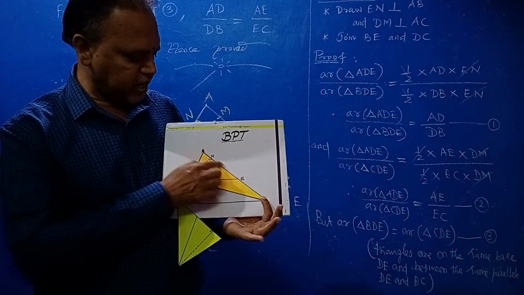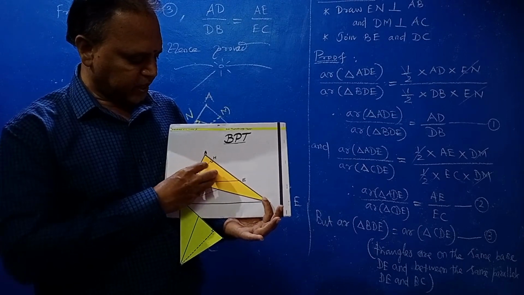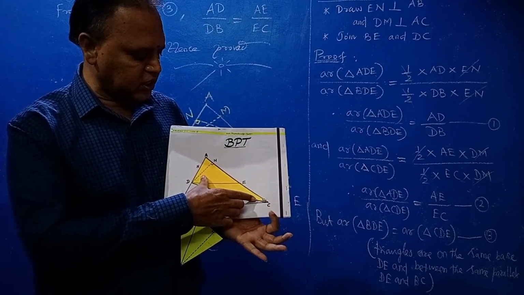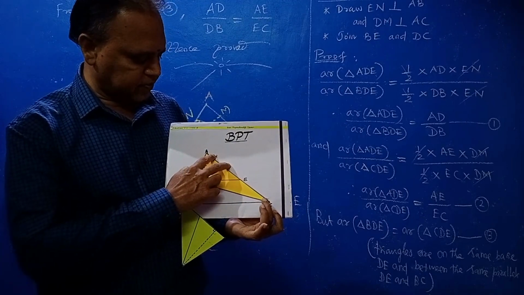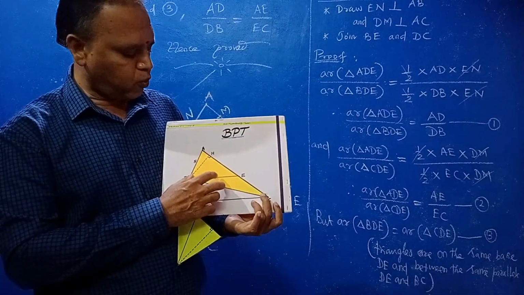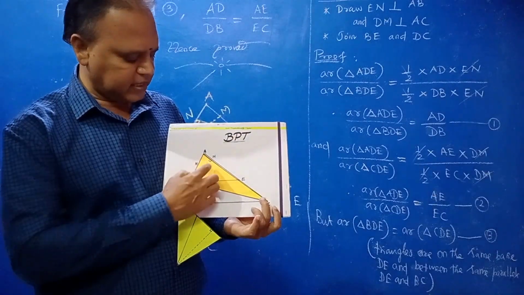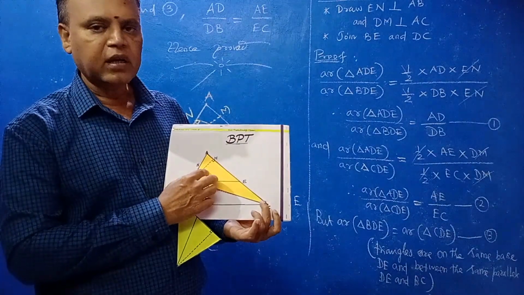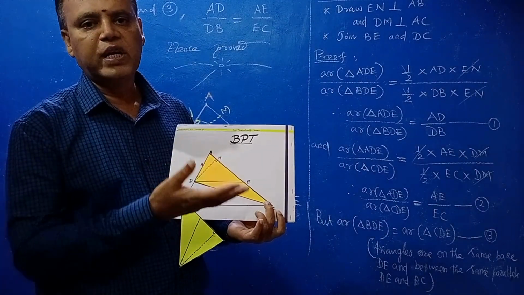So based on AE you have the same triangle, that is ADE. Understand? Based on EC you have triangle CDE, right? Triangle CDE. Both triangles have the same height, that is DN. So you have to apply the area of triangle formula, that is half into base into height.